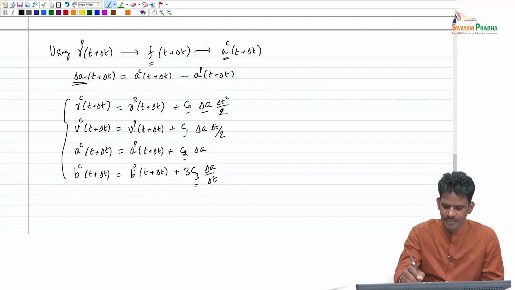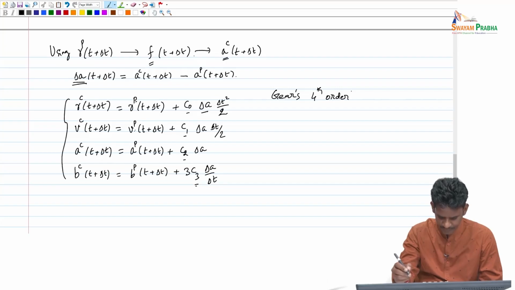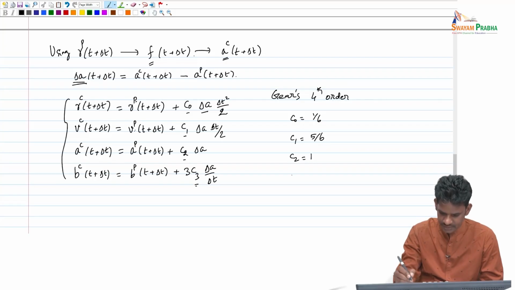In one particular example, Gear's 4th order method, there are 5th order and 6th order methods, but I am just going to give an example of a 4th order method. In this particular 4th order Gear's technique, you will see the value of C0 is given by 1 by 6, C1 is given by 5 by 6, C2 as 1 and C3 as 1 by 3.